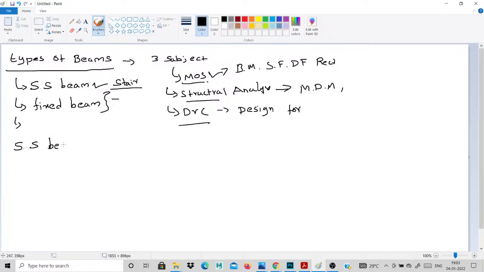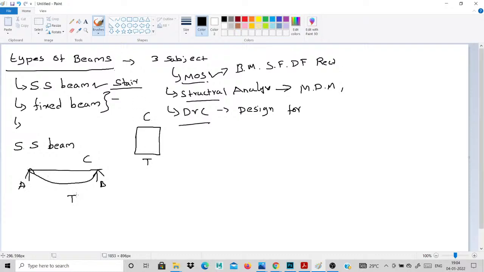See, I draw the simply supported beam. This is our simply supported beam, with A and B as the supports. This is our compression zone and this is our tension zone. I simply draw the cross section for this beam. This is my cross section, this is the tension zone, and this is the compression zone.